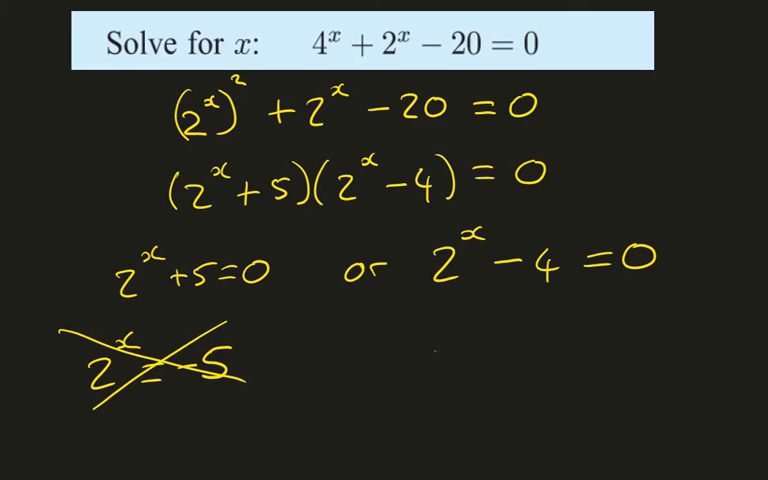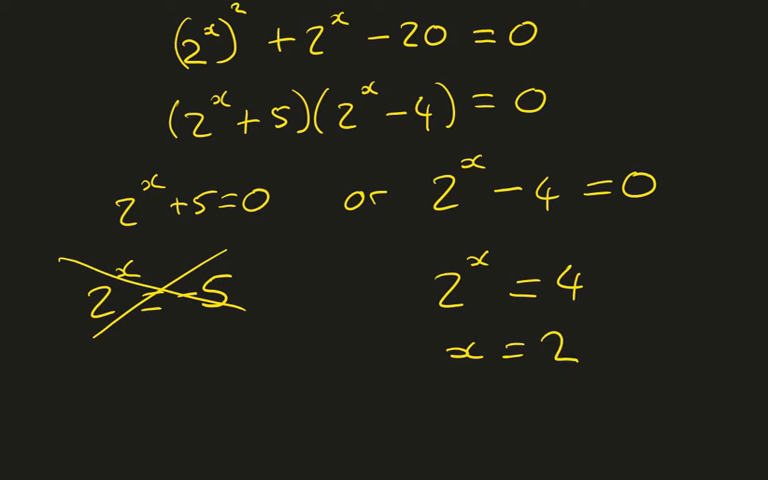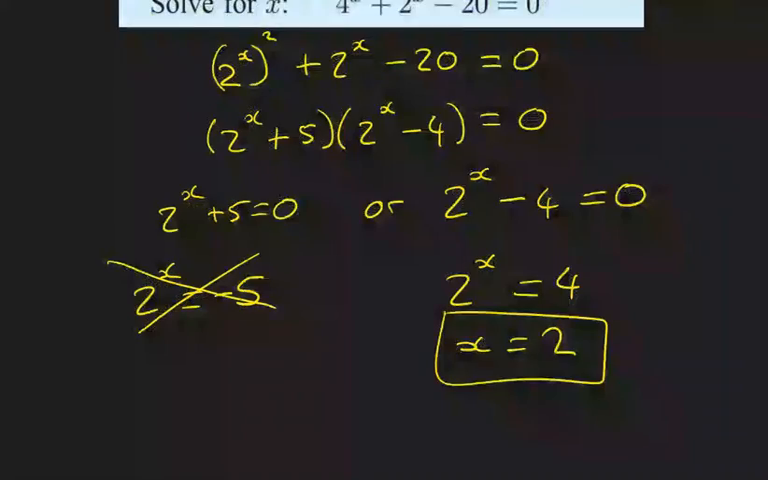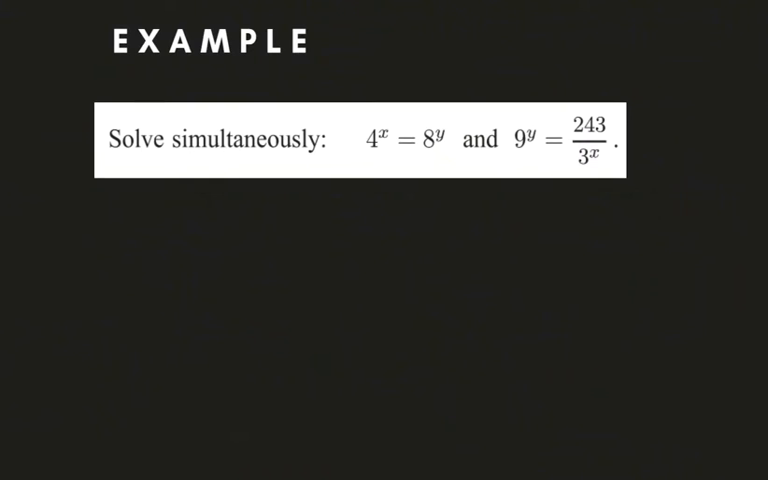On the right hand side though, that isn't the case. 2 to the power of x is positive 4. So of course, x is going to be 2. There's our answer. Okay, now the final thing to very quickly have a look at, something a bit more challenging. What about something like this? Why not pause the video and have a go, see if you can do it.